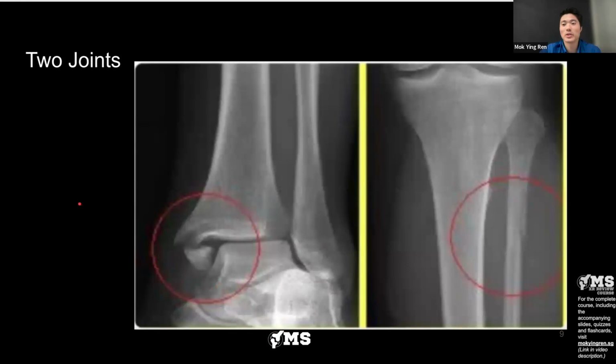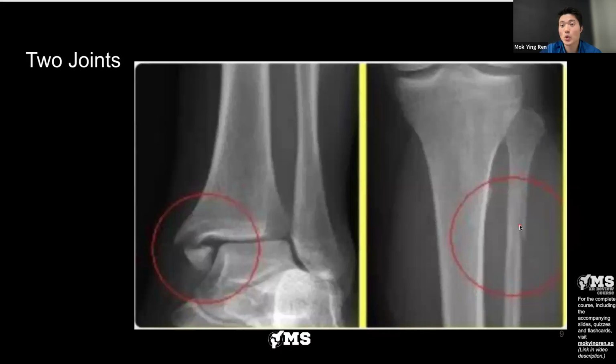Now, the second principle is two joints. In this case, the patient has an ankle fracture as seen over here. It is a medial malleolus fracture. And the patient complained of some pain over the proximal aspect near the knee. So when the X-ray is repeated in the knee, what we see is a fracture over at the proximal fibula.